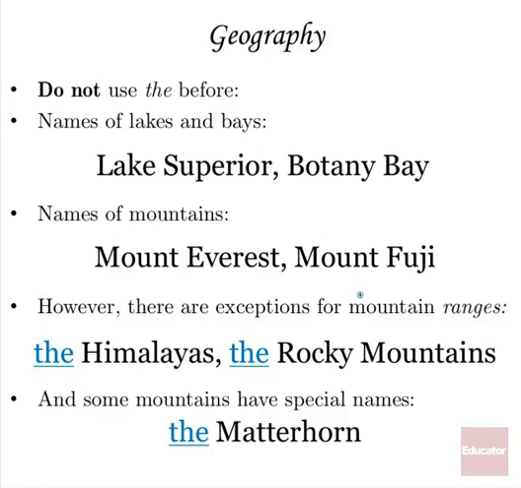Lake Superior, Botany Bay, they don't need an article. You don't need an article before the names of most mountains. Mount Everest, Mount Fuji. However, there are exceptions for mountain ranges, whole groups of mountains. The Himalayas, the Rocky Mountains, those take an article. And some very specific mountains have special names that include the. The Matterhorn, a mountain in Switzerland. Basically, unless it has some special name where you always call the mountain the something, just call it Mount stuff.